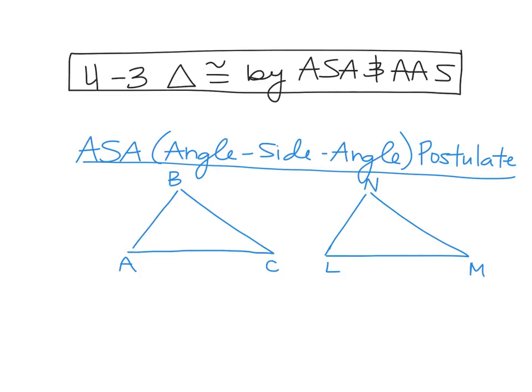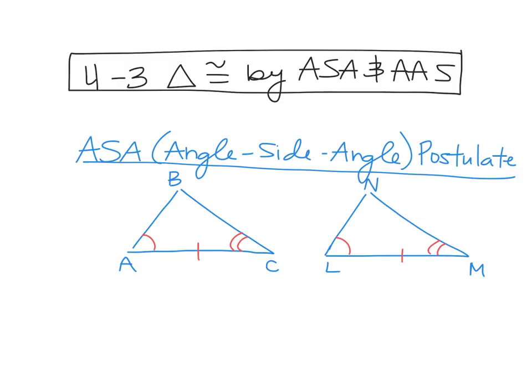and I give you as markings that angle A is congruent to angle L, and AC is congruent to LM, and angle C is congruent to angle M. Okay, you have the two angles, and where those two angles' rays meet is the side that has to be marked for you, okay? So it has to be the two angles with the side in between. Notice, you're going to learn today AAS as well, which is a non-included side.